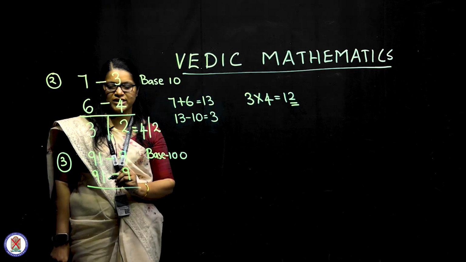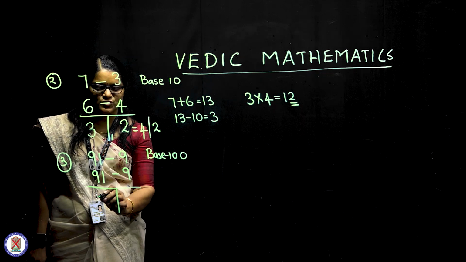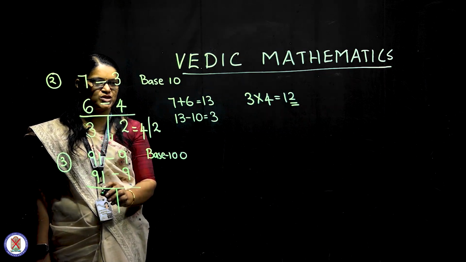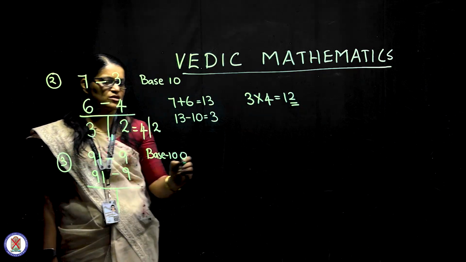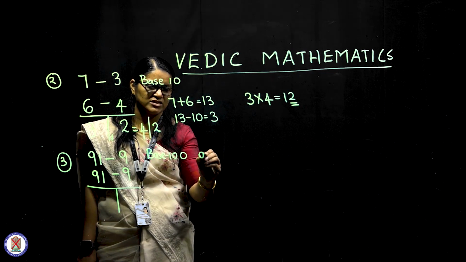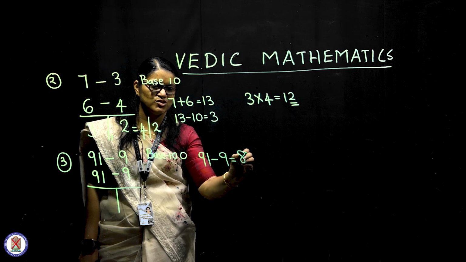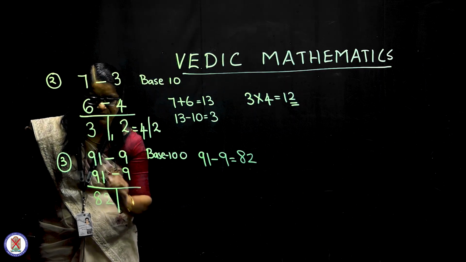Now here also you can divide the answer into 2 parts, left hand side position and right hand side position. To obtain the left hand side position, you can use any of the 4 methods prescribed above. Now let us use the crosswise subtraction method. 91 minus 9 gives you 82. So 82 is to be written here.